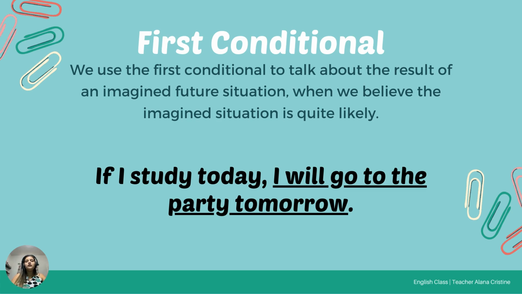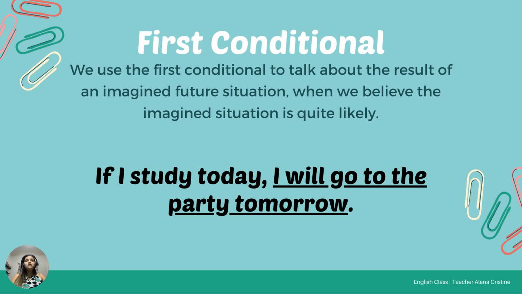Qual é a função, então, da first conditional? Falar de alguma coisa que vai acontecer se uma condição estiver sido respeitada. Ou seja, se eu estudar hoje, eu vou para a festa amanhã. Isso quer dizer o quê? Se eu não estudar hoje, eu vou para a festa amanhã? Não. Então, eu preciso estudar hoje para ir para a festa amanhã. If I study today, I will go to the party tomorrow.